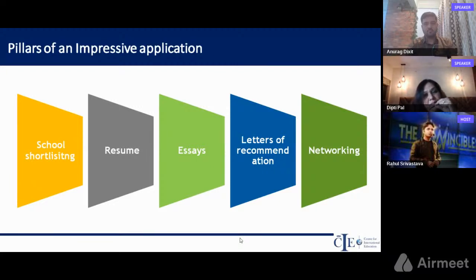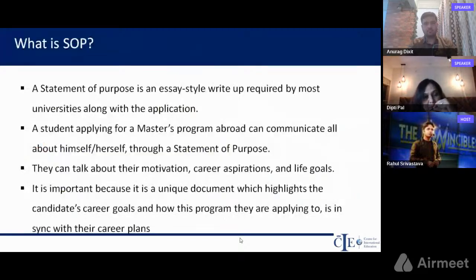If you plan all these activities well in advance, I'm sure you will be able to make it to your desired or dream university. So let us now understand in more detail about the SOP and the LOR, which is the main topic of this webinar.